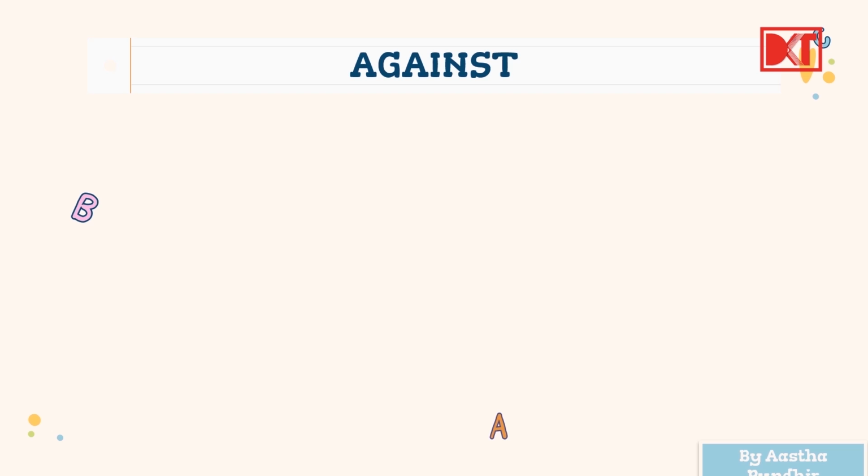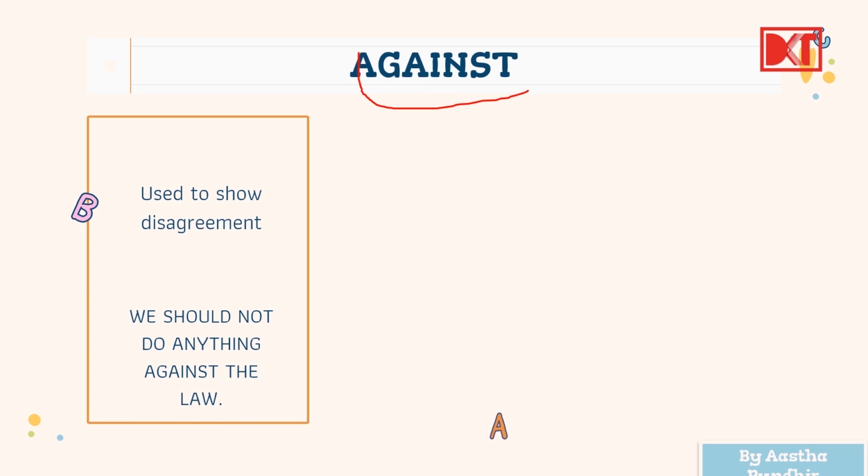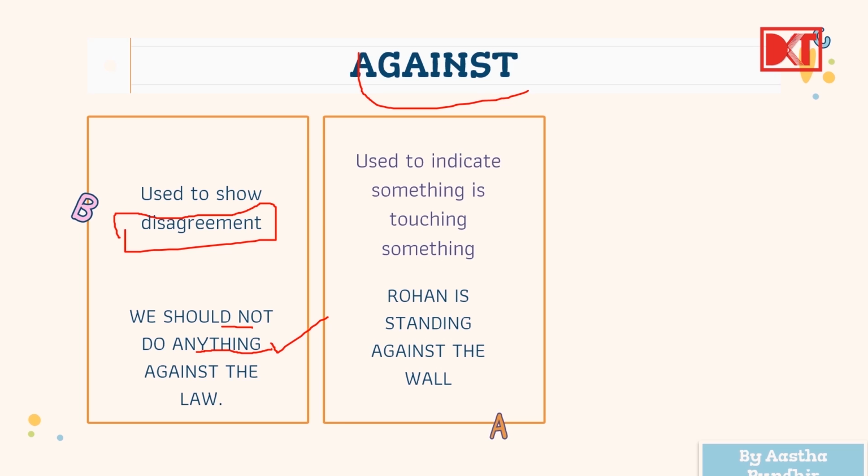Next preposition is against. When is this used? It is used to show disagreement. When you don't agree with something. We should not do anything against the law. मतलब हमें लॉ के कुछ डिसएग्रीमेंट में नहीं करना चाहिए. So anything against the law. लॉ के अगेंस्ट, लॉ के डिसएग्रीमेंट में कुछ नहीं करना चाहिए.